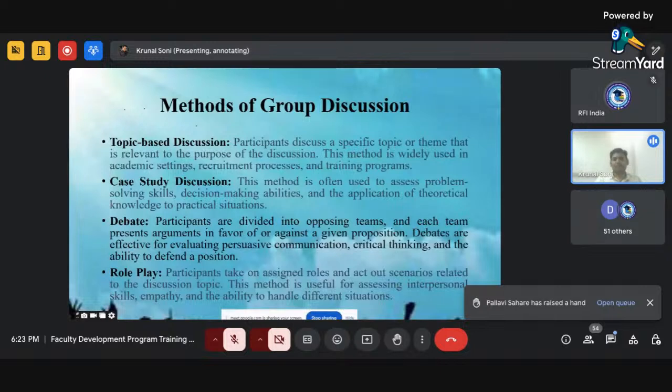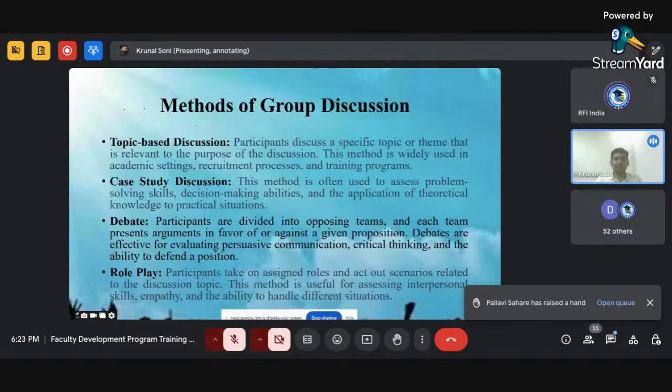Debate: you give some topic and you have two parties, one for and one against, and we have opinions one by one from each side, through which you can identify their communication skills, critical thinking power, their ability to defend their own opinion, and how to handle critics in terms of the nature, right?